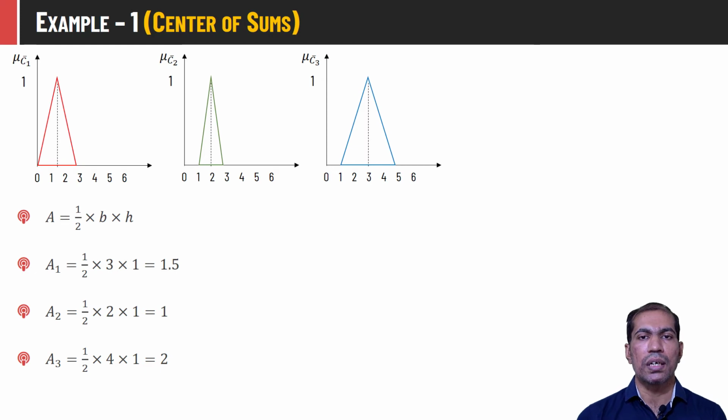So all these functions are in the form of triangles. The equation of area for the triangle is 1/2 base into height. So for the first triangle, the base width is 3 minus 0, that is 3. So its area would be 1/2 into 3 into its height, which is 1. So the area would be 1.5. Similarly, for the second triangle, the base width will be 3 minus 1, that is 2. The height of this triangle is 1, and hence its area would be 1/2 into 2 into 1, that is 1. And in an identical way, we can compute the area of triangle 3, or we can say membership function 3, which is going to be 2.